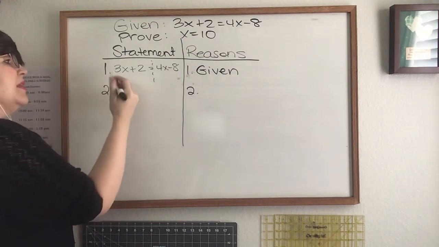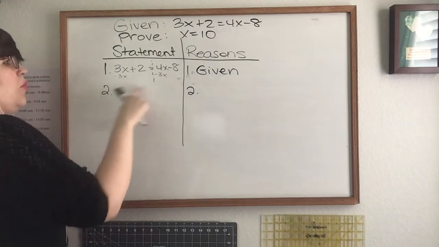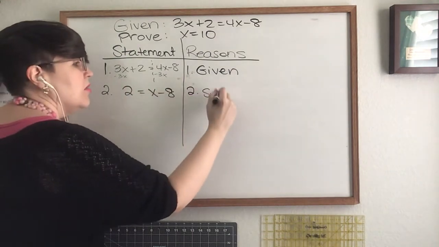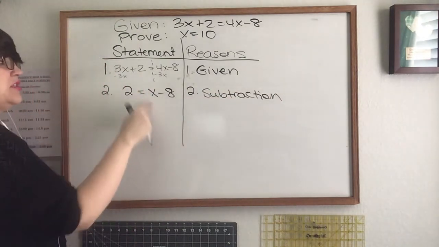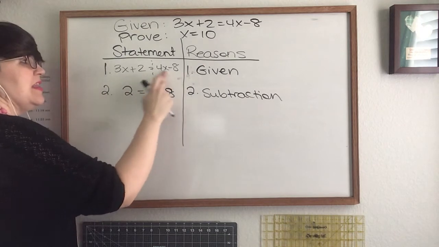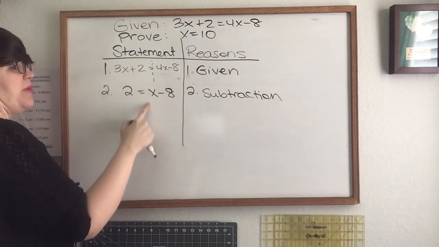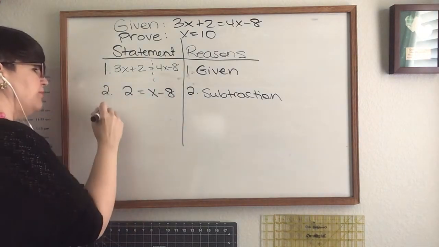I might do something like subtract the 3x to the other side to collect my x's. Once I do that, I'm left with 2 equals x minus 8. And that was by subtraction. How did I get from the first step to the second step? You won't usually see the in-between. You'll just see the result. And you have to realize, how did I change from here to here? Oh, I subtracted that 3x. Hence my reason is subtraction.